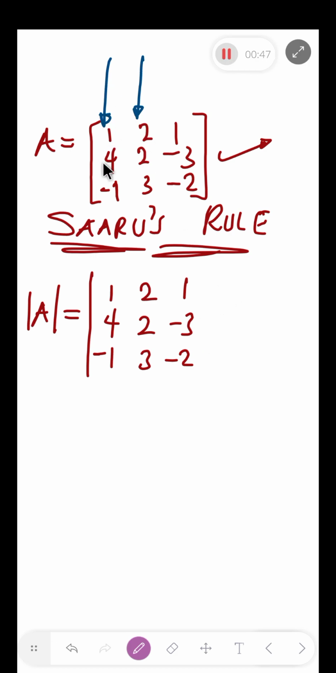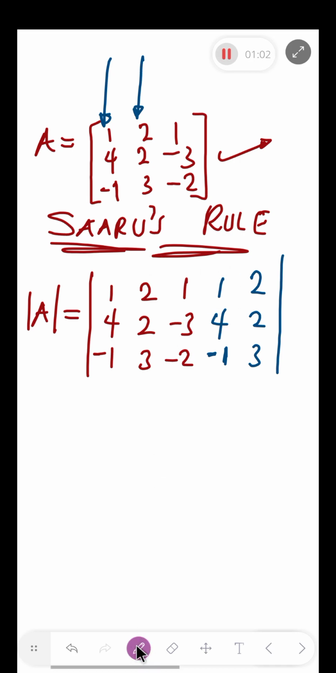This is the first column, which is 1, 4, minus 1. Repeat it here again: 1, 4, minus 1. And this second column, which is 2, 2, 3. This method is the fastest way to find the determinant of a matrix. So when you have done this successfully, what you do next is to consider this first row.